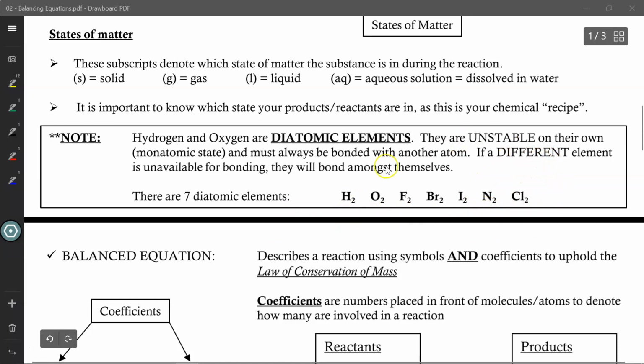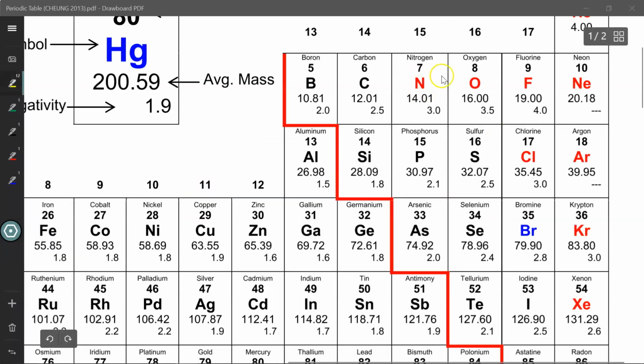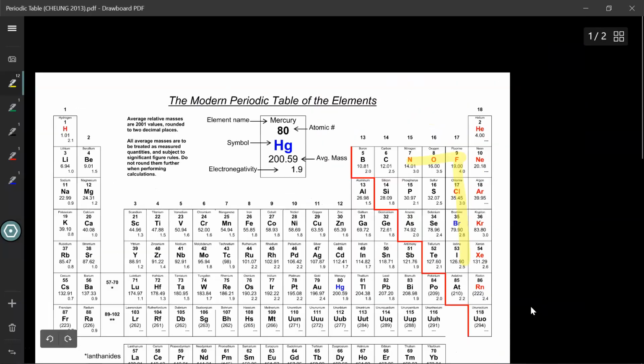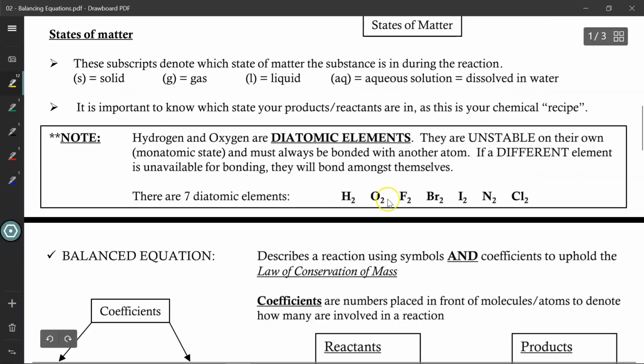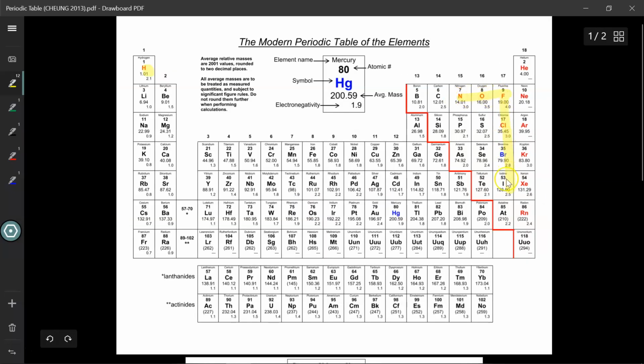To help you remember these 7 diatomic elements, there is a small trick you can use. Because there are 7 of them, starting with element number 7, nitrogen, they make a 7. So nitrogen, oxygen, fluorine, chlorine, bromine, iodine, they are all diatomic elements. But don't forget hydrogen as well. So there you have it, the 7 diatomic elements, making the number 7, starting from number 7, just don't forget hydrogen.